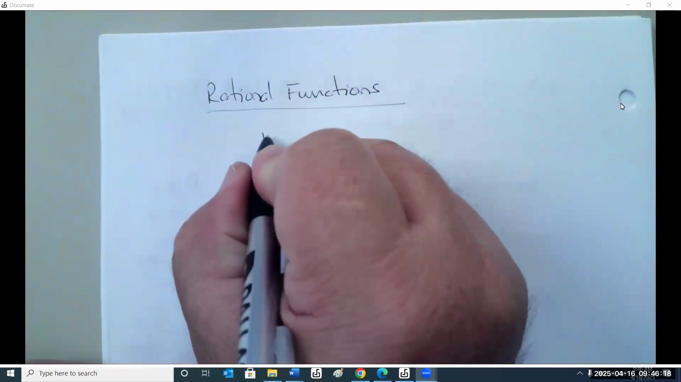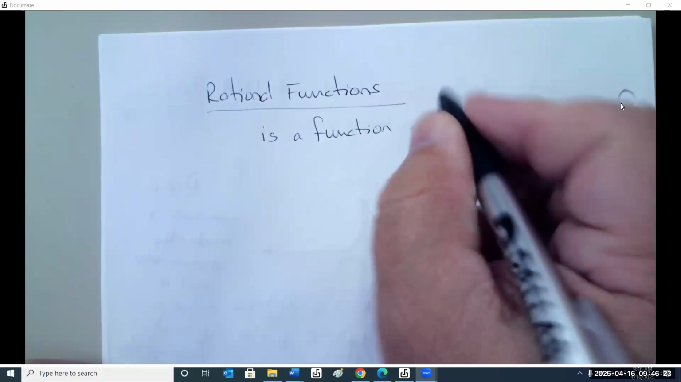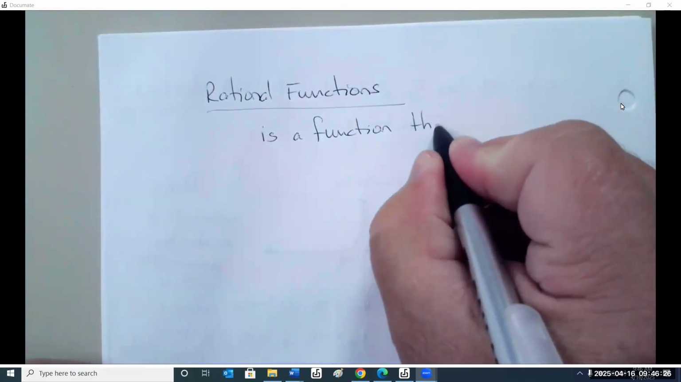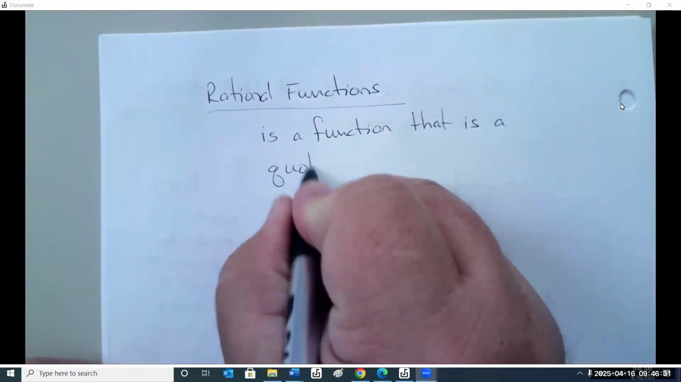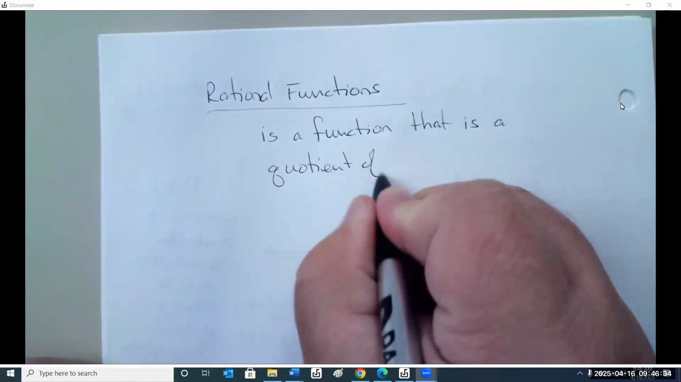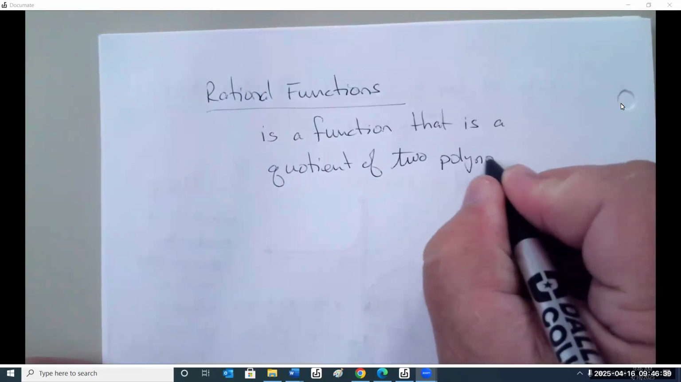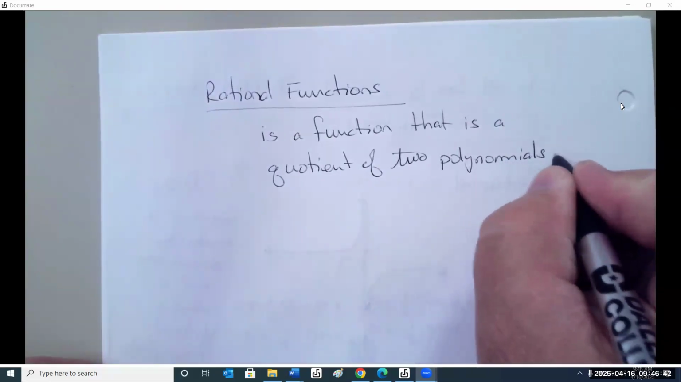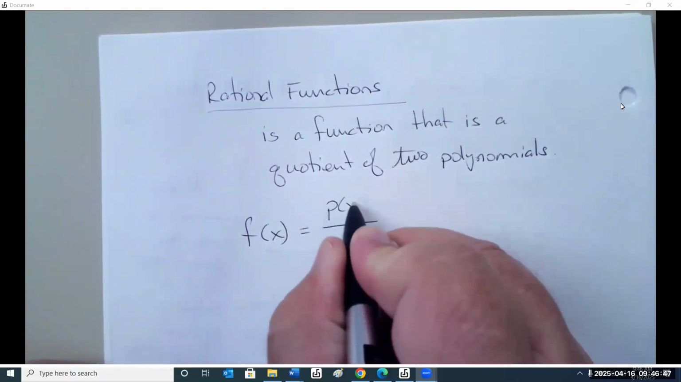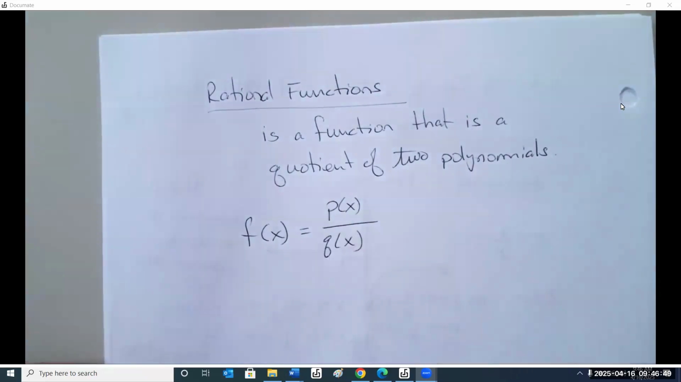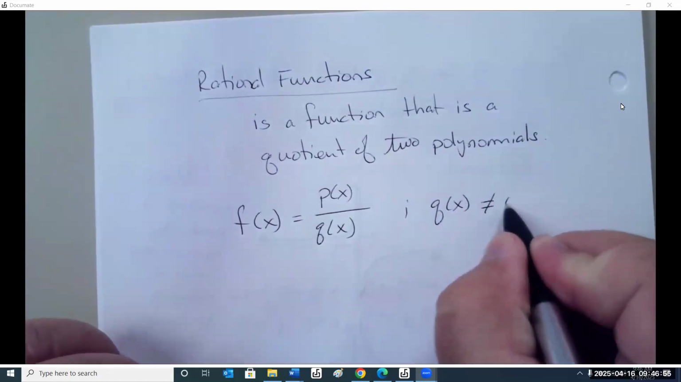Rational function is a function that is a quotient of two polynomials. So f of x is equal to p of x over q of x, where p and q are polynomials, and q of x does not equal 0.